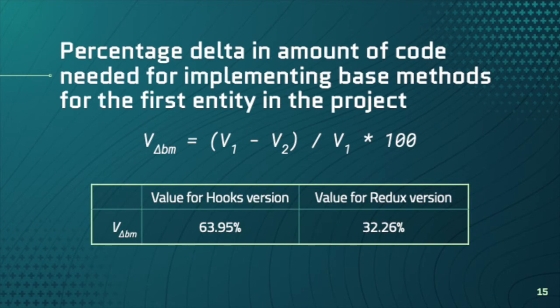The following formula is used for calculation of the percentage delta in the amount of code needed for implementing base methods for one entity, both in the new project and in the project with implemented other entities, where V1 is the size of code that was developed for implementing methods of the first entity in kilobytes, and V2 is the size of code for the second entity respectively. The results of calculations are presented in the table.